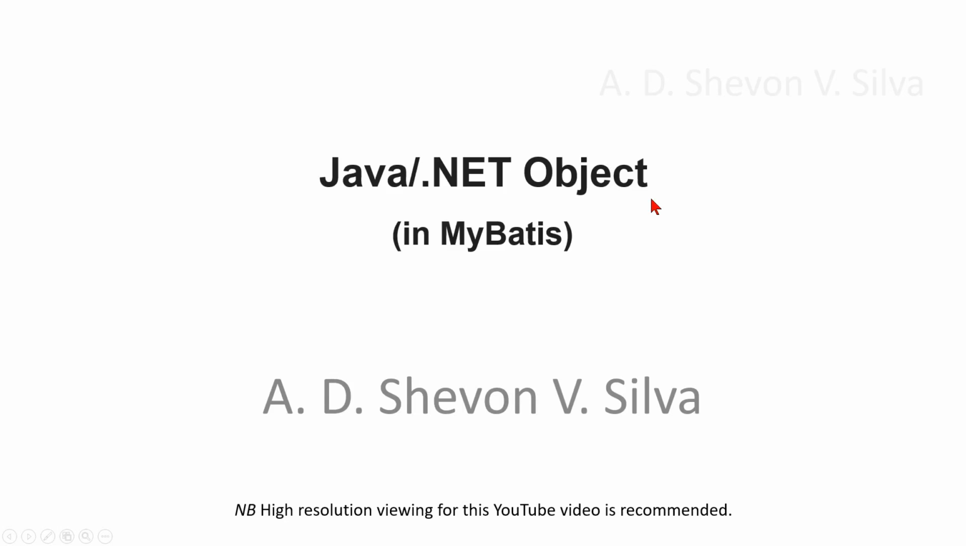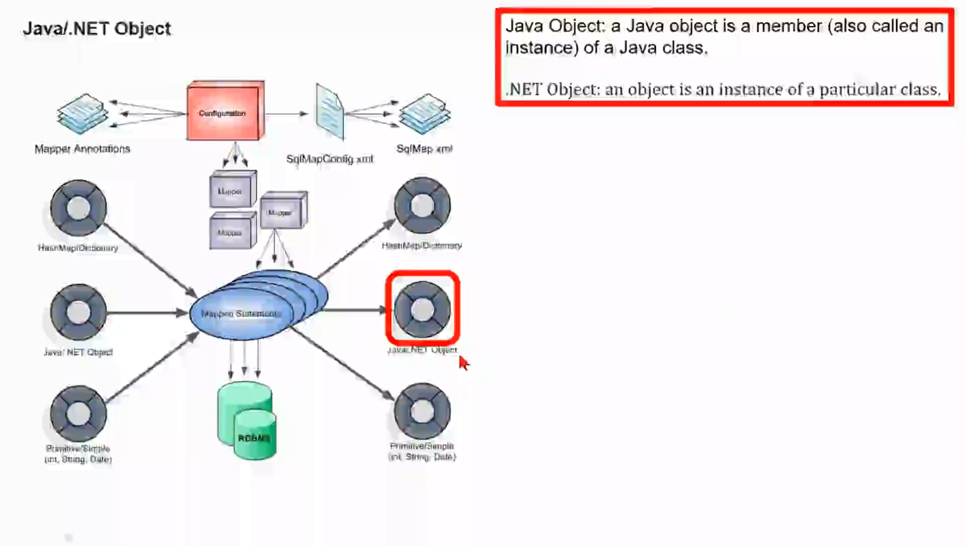Java or .NET object in MyBatis. On Java or .NET object. Java object. A Java object is a member, so-called an instance of a Java class. .NET object. An object is an instance of a particular class.